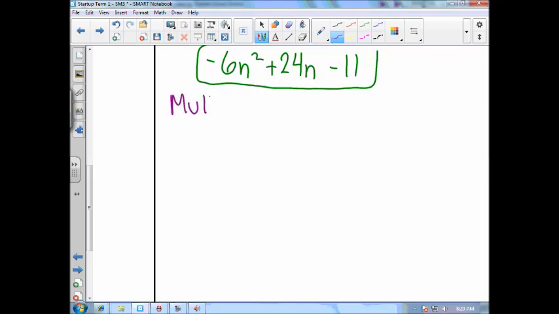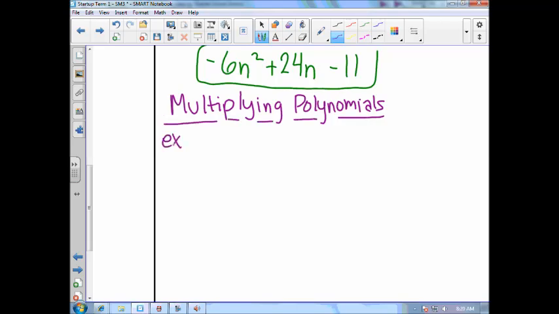After the notes. Okay, now we're going to do multiplying polynomials. Okay, example 3. I need a binomial. Tyler? That's 2. Mm-hmm.